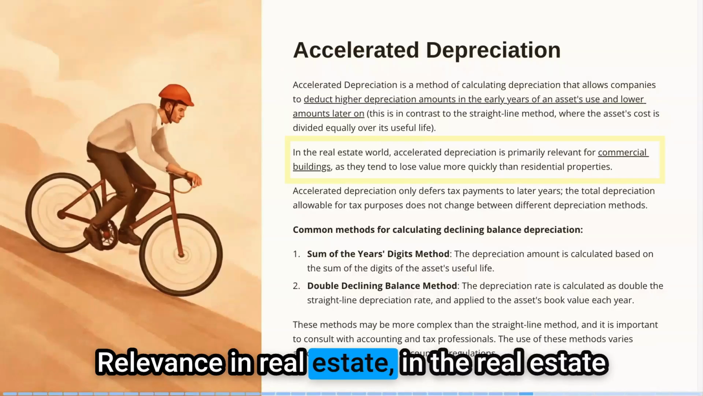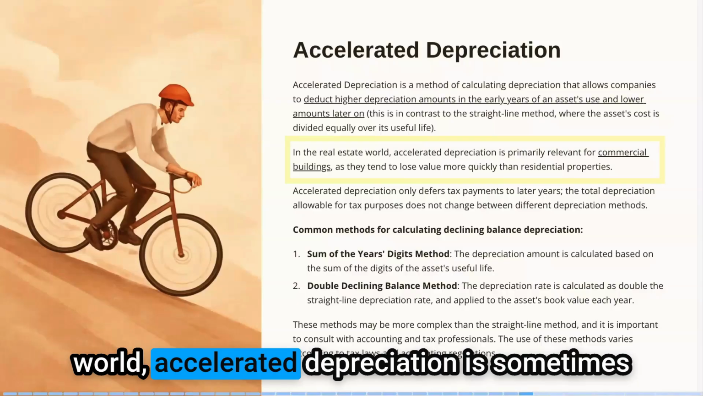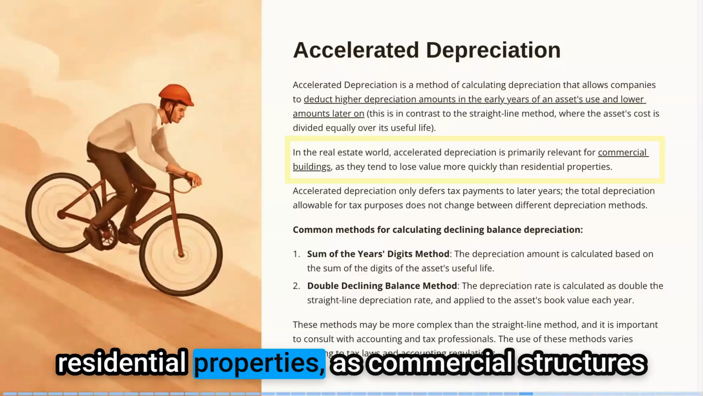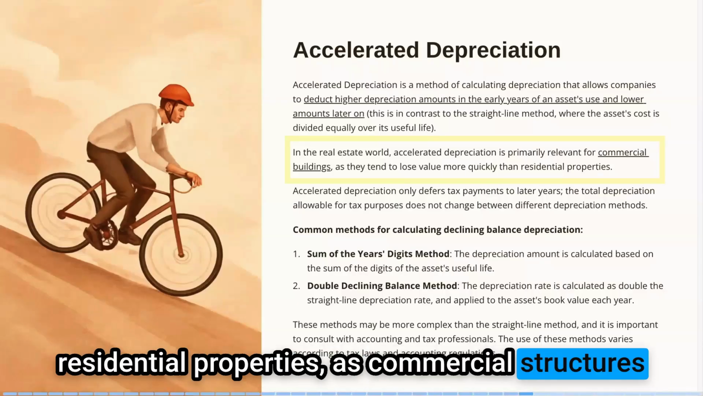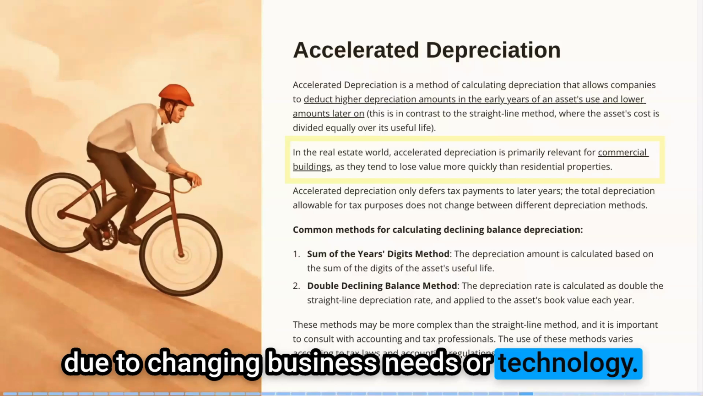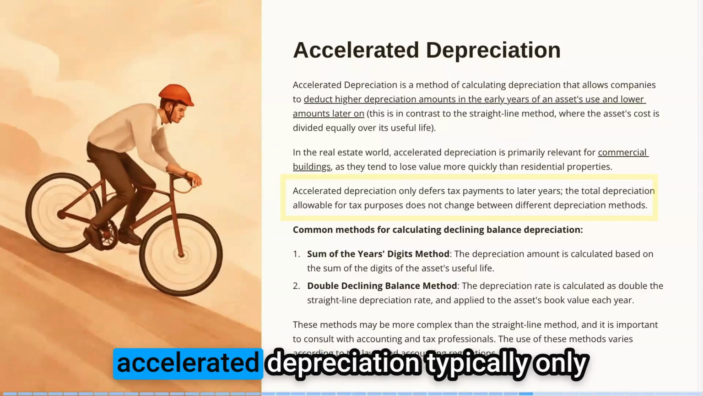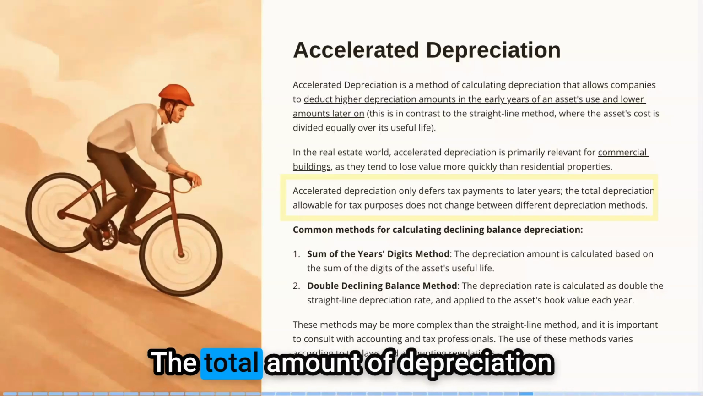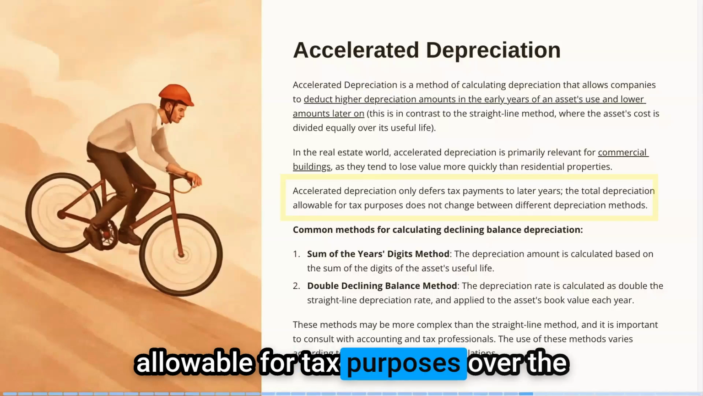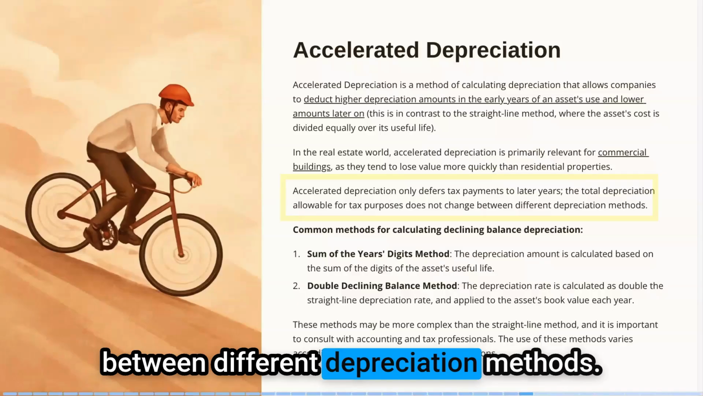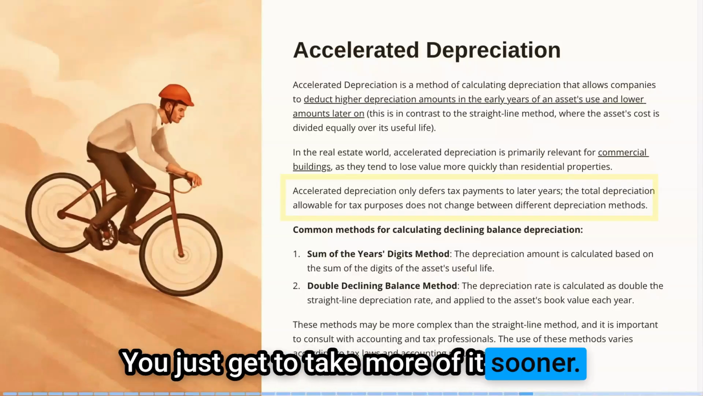Relevance in real estate. In the real estate world, accelerated depreciation is sometimes more relevant for commercial buildings than residential properties, as commercial structures or their components might be considered to lose value or become obsolete more quickly due to changing business needs or technology. It's important to understand that accelerated depreciation typically only defers tax payments to later years. The total amount of depreciation allowable for tax purposes over the asset's entire life usually does not change between different depreciation methods. You just get to take more of it sooner.